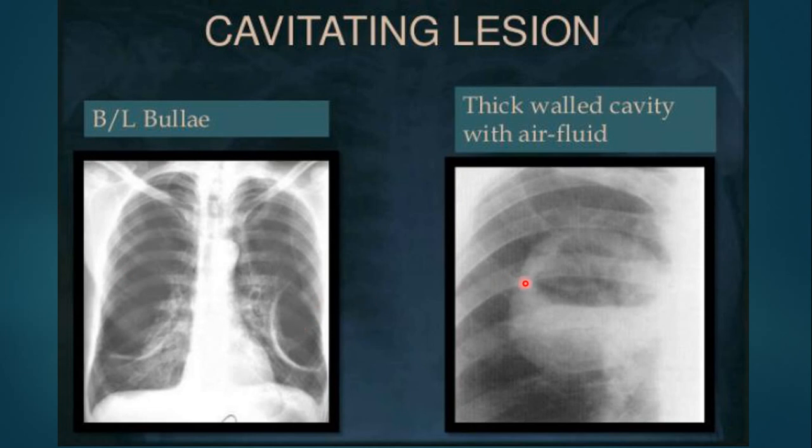While here we have a thick walled cavity. This is a cavity, cavitating lesions. It has a thick wall and it has what? Air fluid level. And this is more in favor of either abscess or tumor, a malignant tumor with cavitation and bleeding.